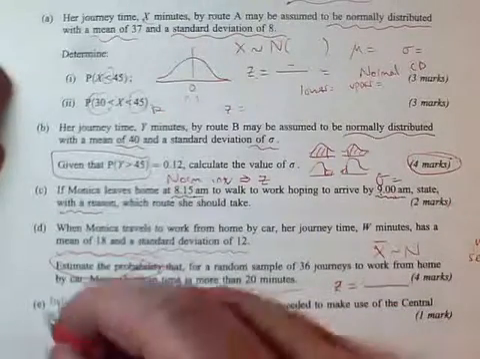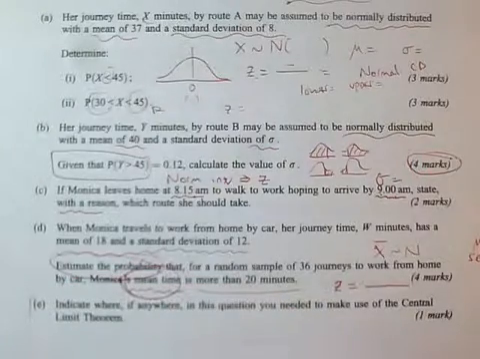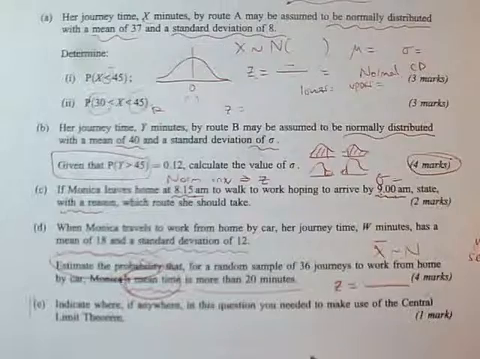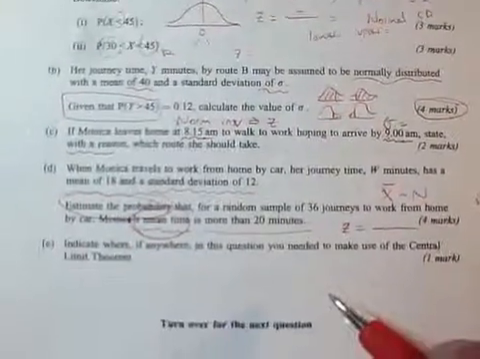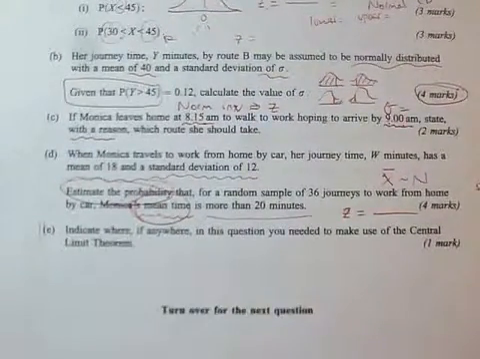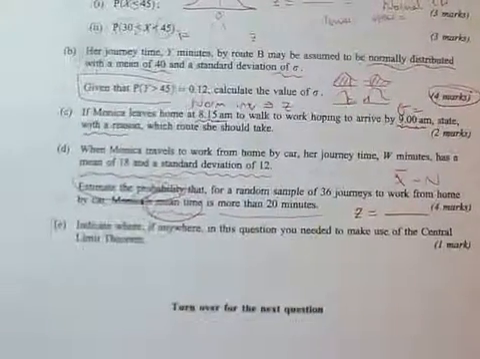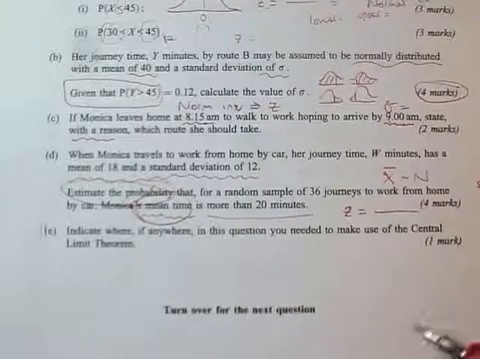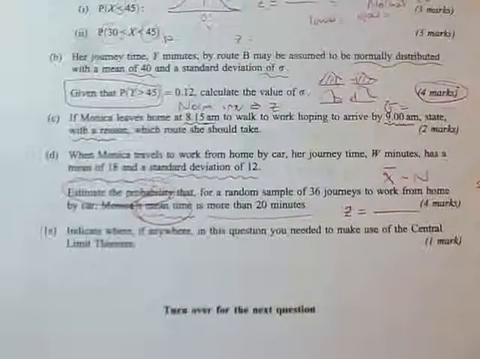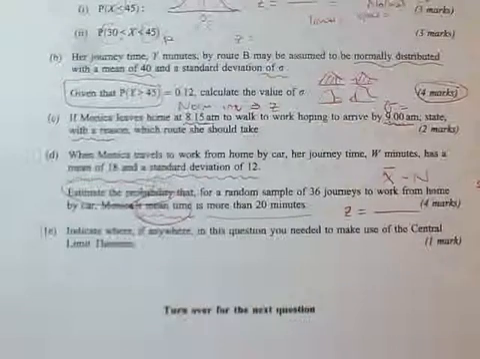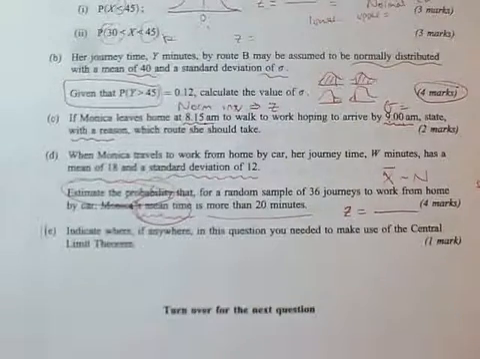And then you've got to indicate where, if anywhere, in this question you needed to make use of the central limit theorem. The central limit theorem is the one that tells you that even if the parent population isn't normal, as long as the sample size is sufficiently large, you can assume a normal distribution for a sample mean. So have you used that anywhere in the question? I've made that quite easy, haven't I?